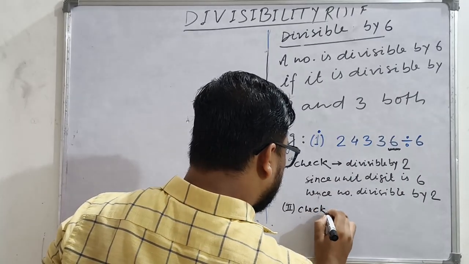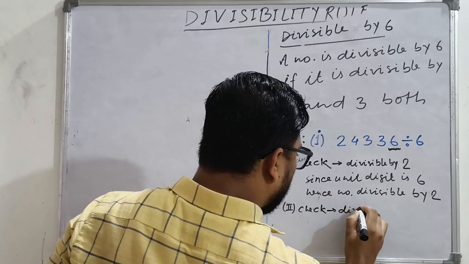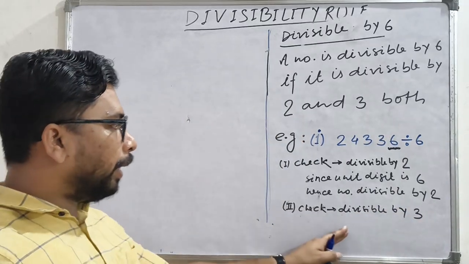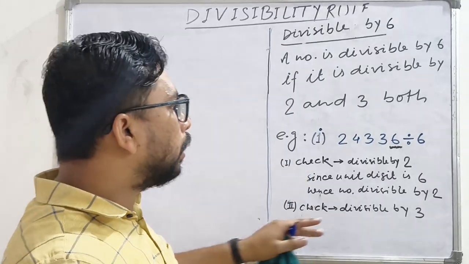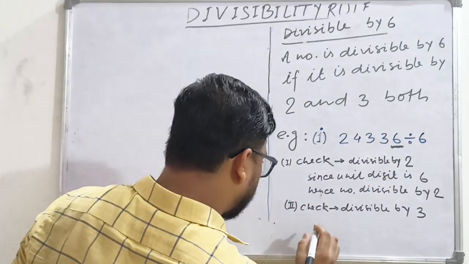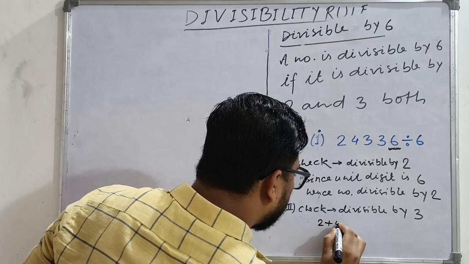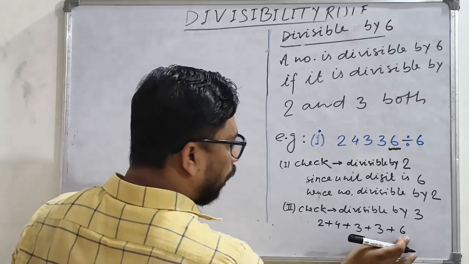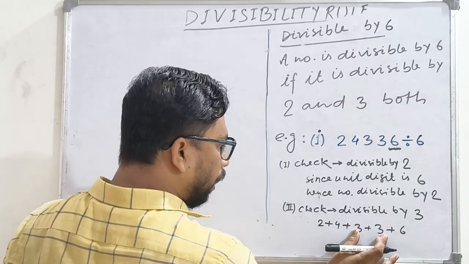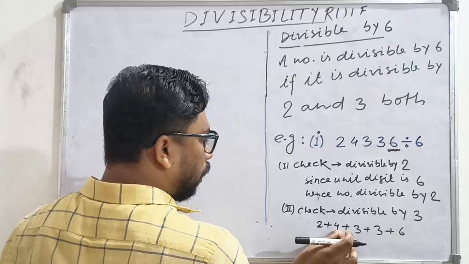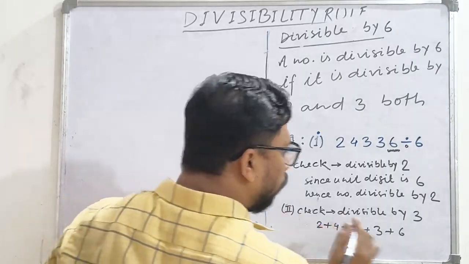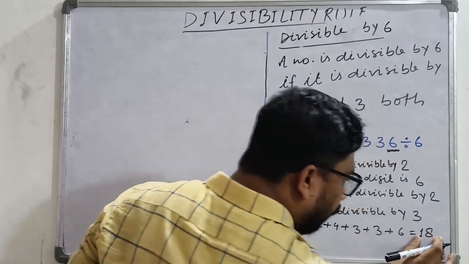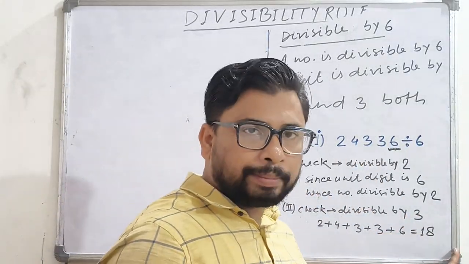Check divisible by 3. What is the criteria for a number to be divisible by 3? The sum of all the digits. That is 2 plus 4 plus 3 plus 3 plus 6. 6 and 6, 12. 12 plus 4, 16. 16 plus 2, which is equal to 18. Is the number 18 divisible by 3 or not?